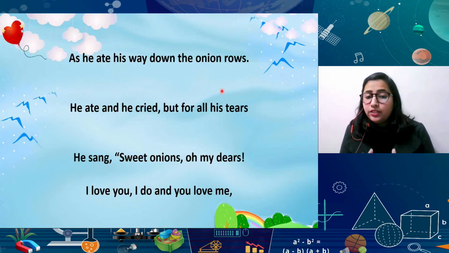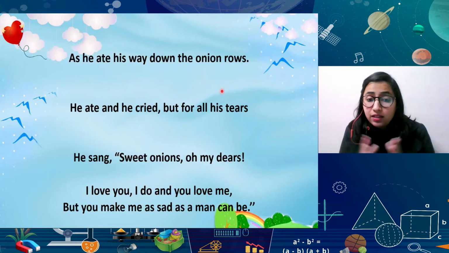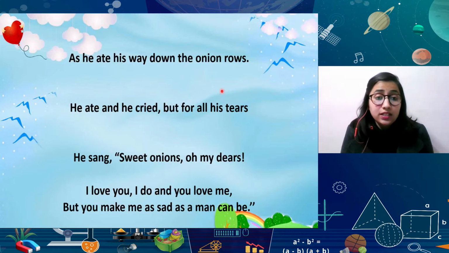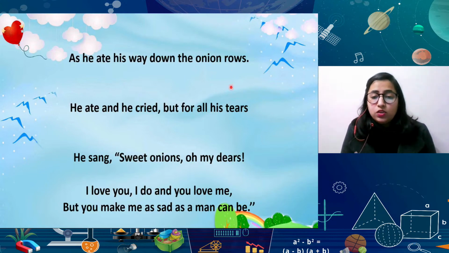I love you, I do, and you love me. But you make me as sad as a man can be. So he said that, onions, I love you, I like your taste, but you make me sad. And why did he say so? Because the taste of the onions was making him cry. The smell of the onions was making him cry.